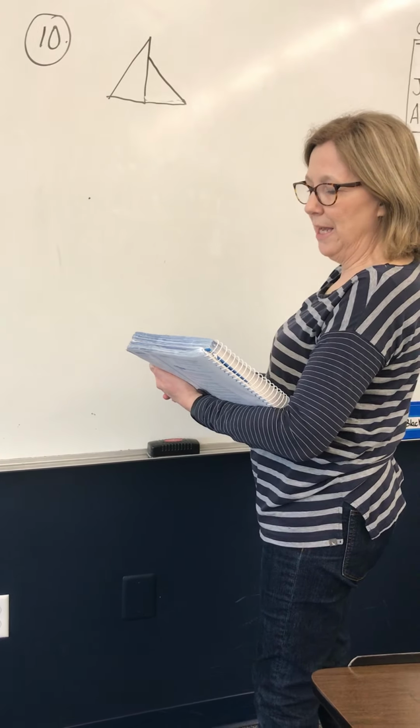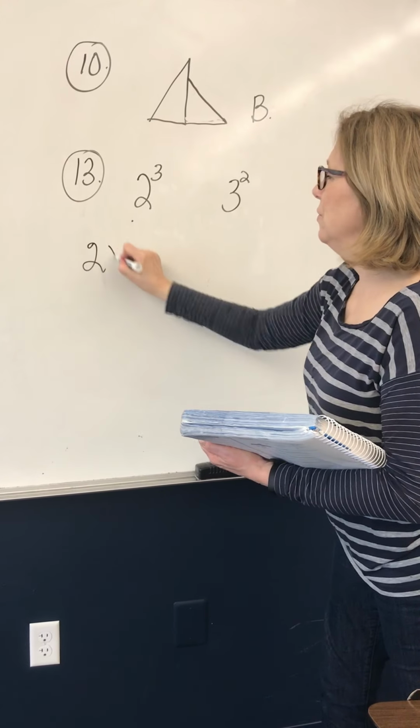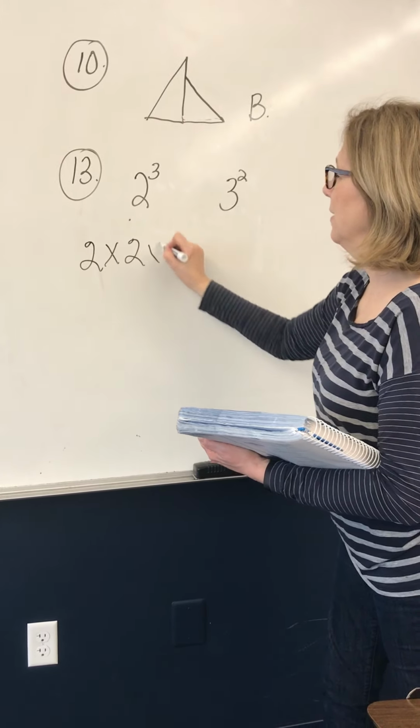I noticed on the last assignment that I graded that a couple of you were not sure about this problem. So look at number 13. The book wants you to compare. Some of you are still doing 2 times 3 instead of 2 times 2 times 2 and 3 times 3. That's not correct. It's 2 3s, not 3 times 2.